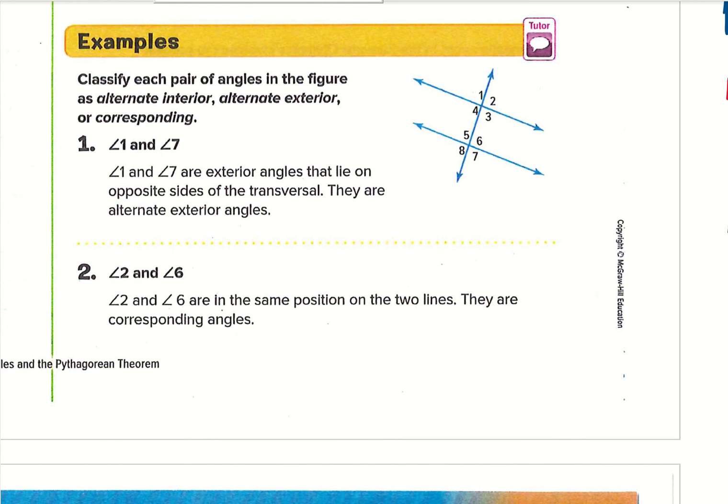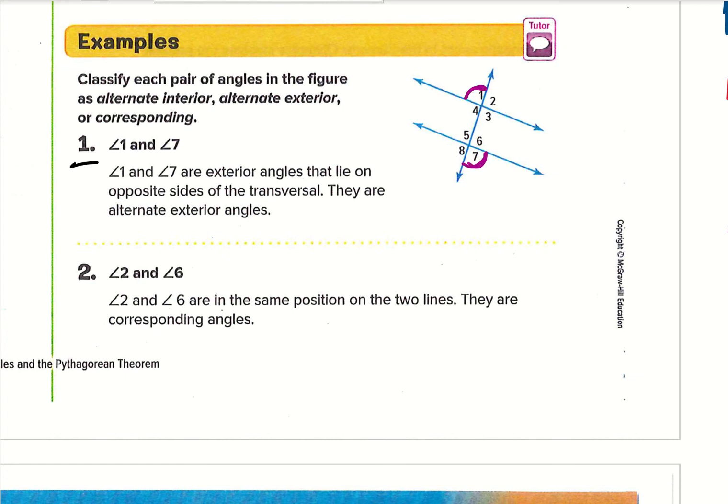All right, so it says classify each pair of angles in the figure as alternate interior, alternate exterior, or corresponding. So number one, if we look at that, it says angles 1 and 7. So I'm just going to locate both of those angles. This one is 1 and this one is 7.